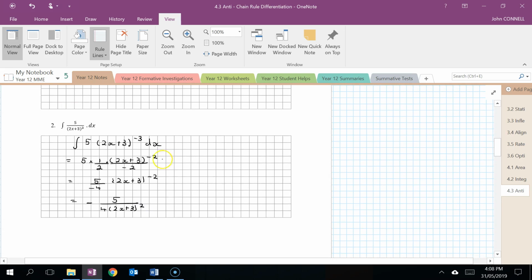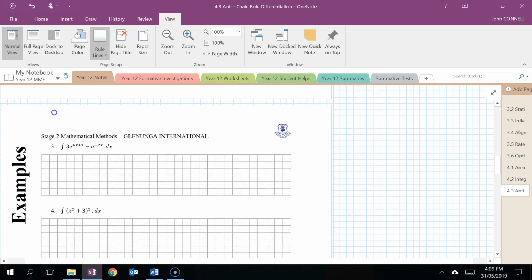Okay, alright, and again, I forgot my plus c. You should be yelling, I hope you're yelling at your computer screen by now, telling me to put a plus c in. Okay, alright, now we're going to integrate again.